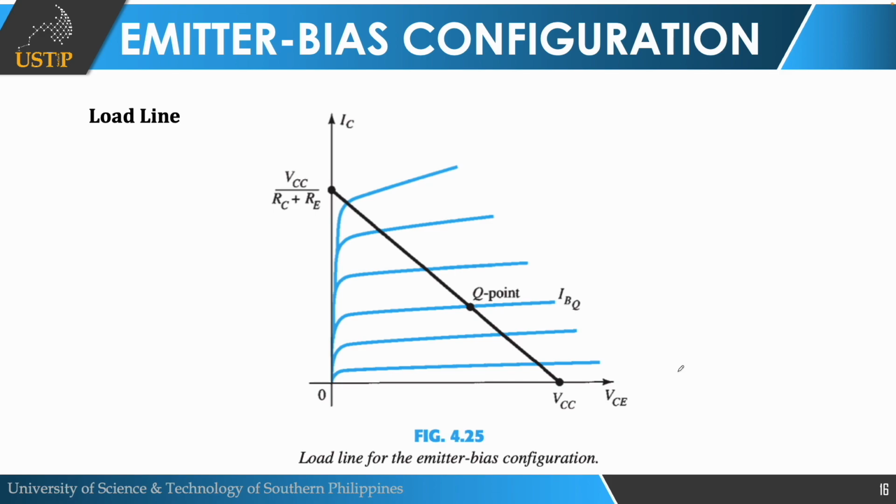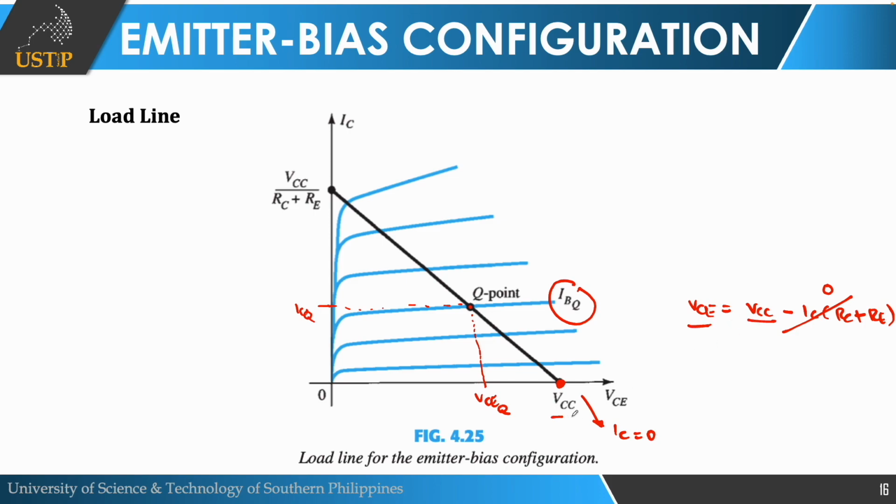Okay, for the load lines, just the same as the fixed bias, after getting the IB value, with the corresponding VCE value and the IC, we can plot this. This is your ICQ, VCEQ, just to denote that this is your Q point. So this is now your load line with the values here for the VCC. So VCE is equal to just VCC, because if you can recall, the VCE for emitter bias is equivalent to VCC minus IC times RC plus RE. Now, this is a point where IC is equal to 0.